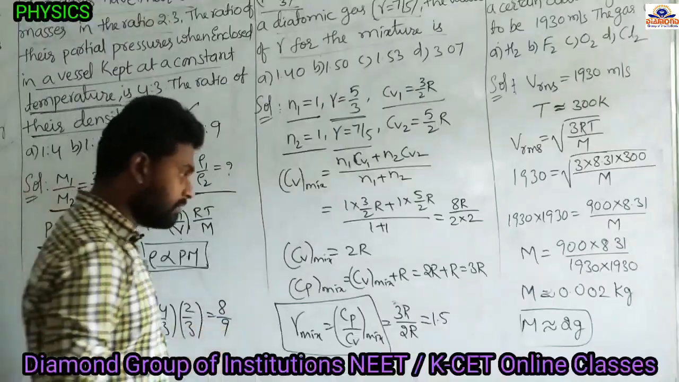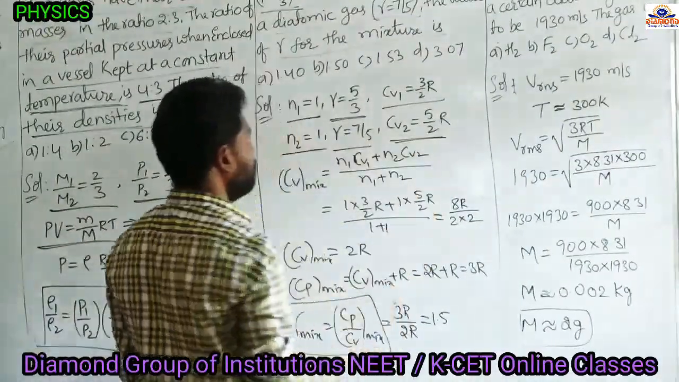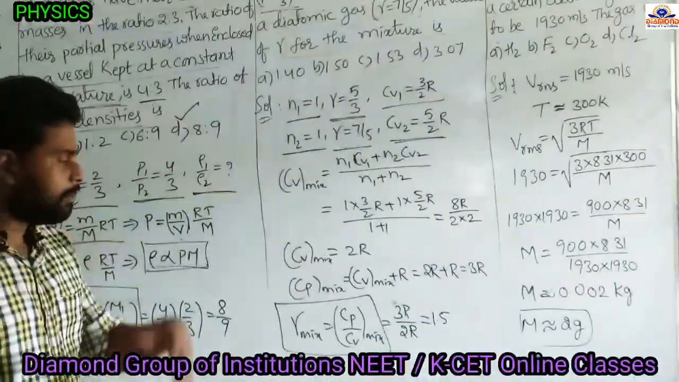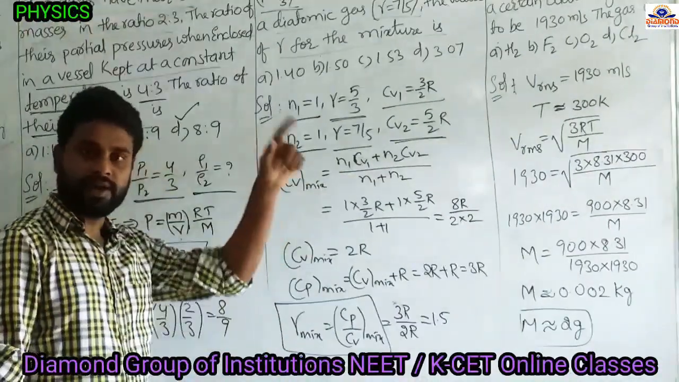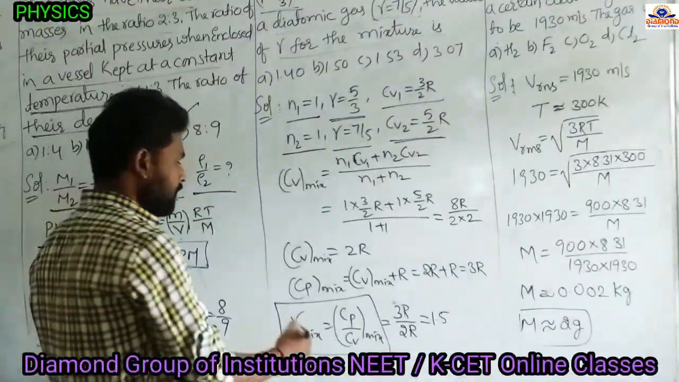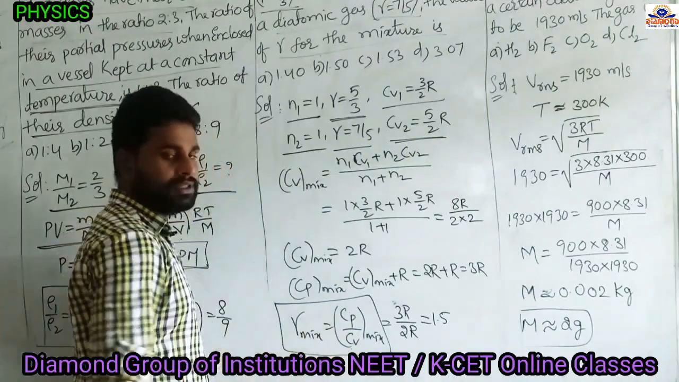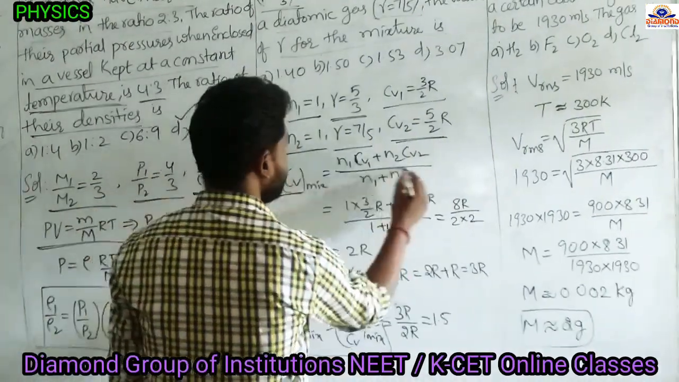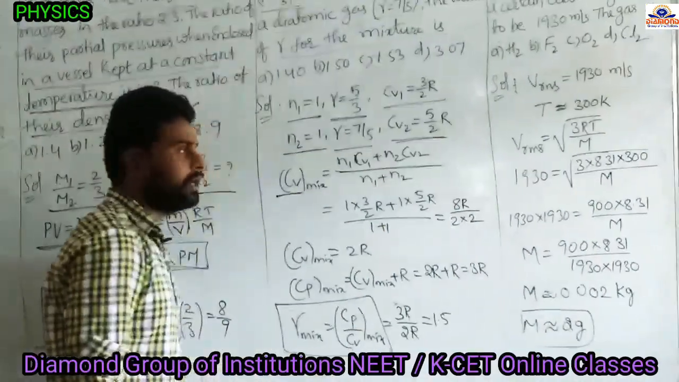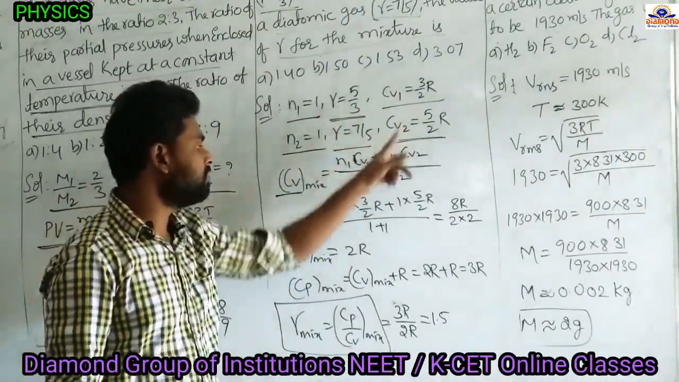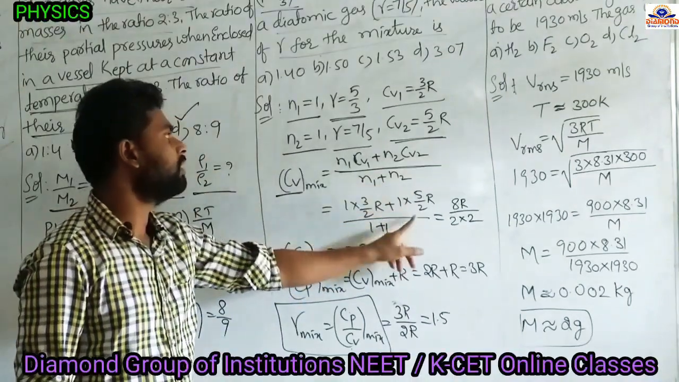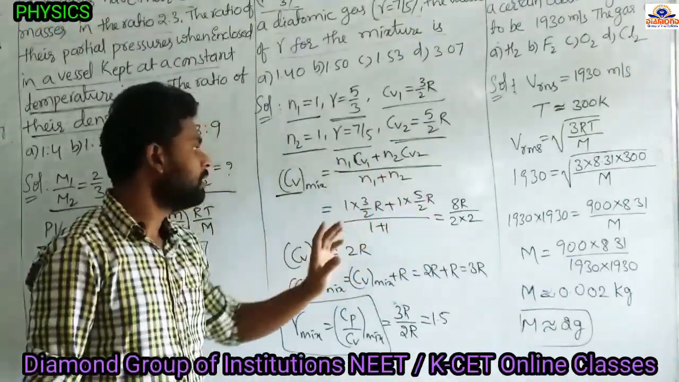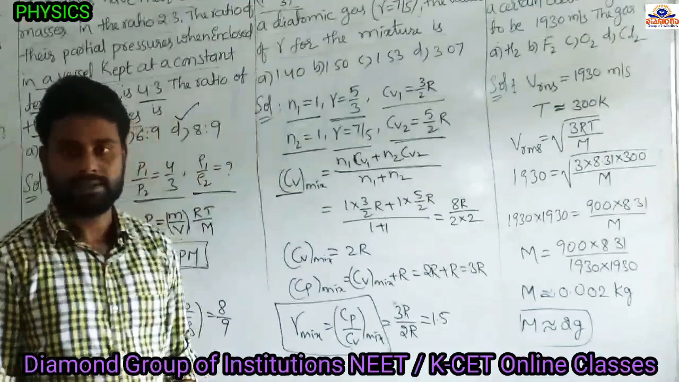For a diatomic gas, Cv value is 5 by 2 R. From this given data I am going to find the Cv value for the mixture. I need the Cp value and Cv value for the mixture. First I am finding the Cv value. We know the formula: N1 Cv1 plus N2 Cv2 by N1 plus N2. N1 value is 1, Cv1 value is 3 by 2 R, plus N2 value is 1 into Cv2 value 5 by 2 R, whole by N1 plus N2, 1 plus 1.